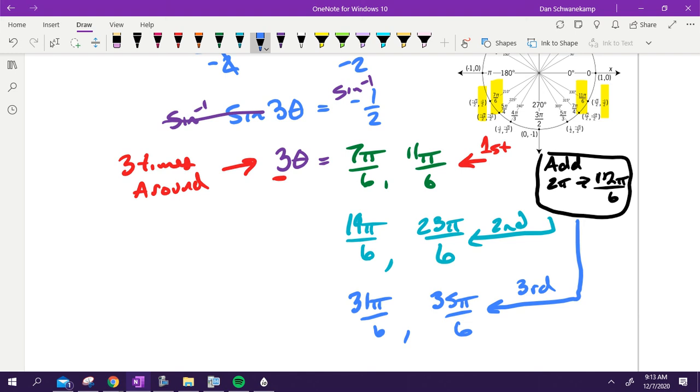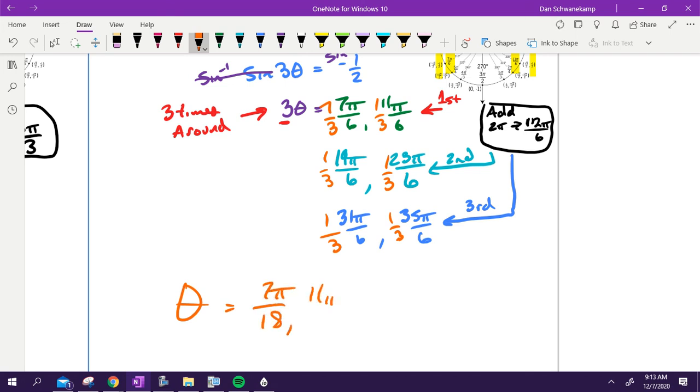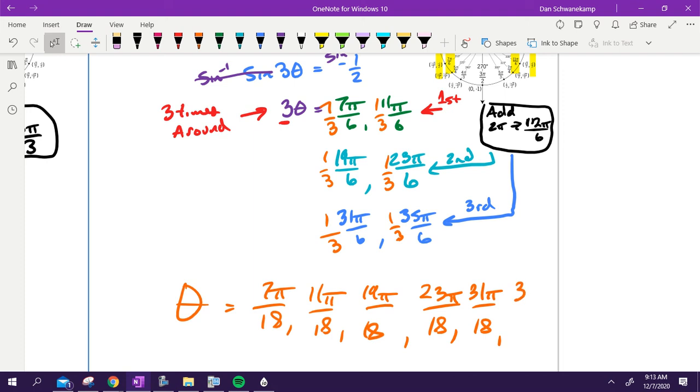I have 6 answers, which is what we thought, because we're going 3 times around. We should have 6 total answers. What do I need to do with each of those answers now? Divide by 3, because there was a 3 in front. To get rid of it, I multiply by a third. Okay, multiply by 1 over 3. So basically, all that does is it just changes my denominators. My answers are going to be 7 pi over 18, and 11 pi over 18, and 19 pi over 18, 23 pi over 18, 31 pi over 18, and 35 pi over 18. Questions?